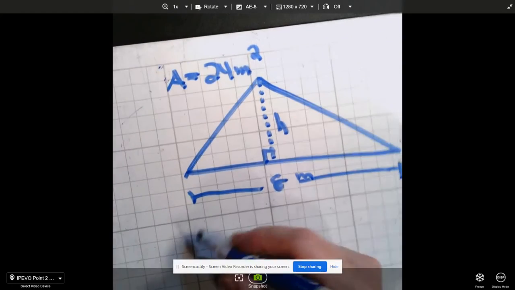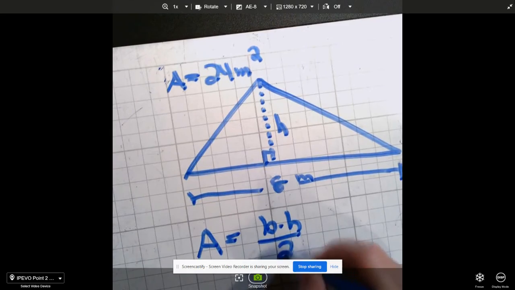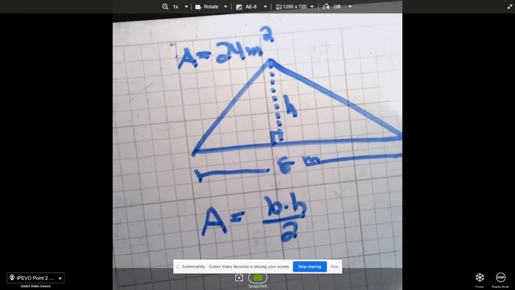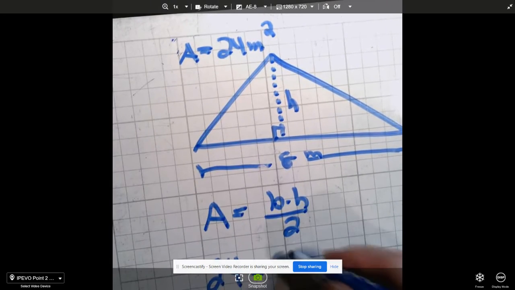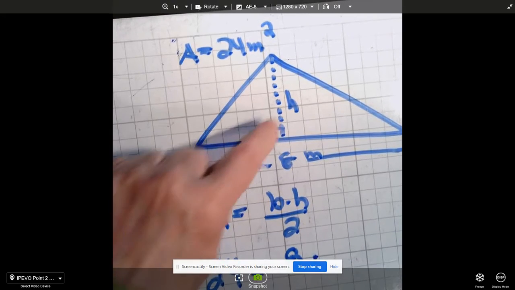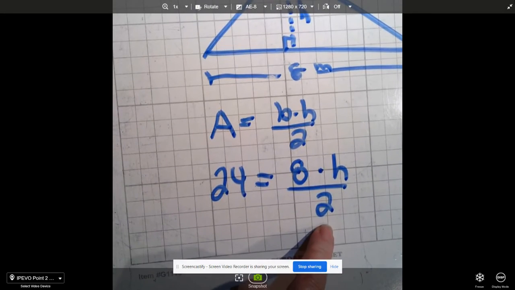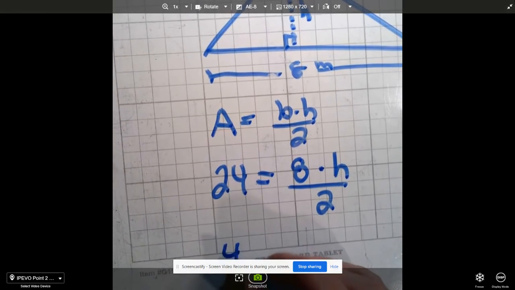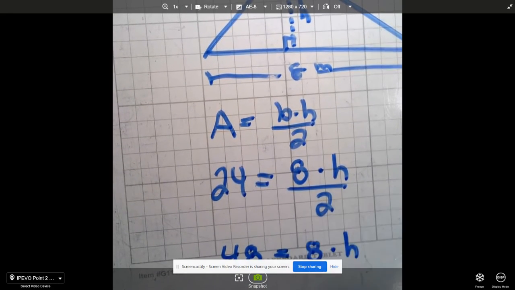All right, so once again, always go to your formula. Area is base times height divided by 2. Let's plug in what we know. I know the area is 24. So that's 24 equals my base, 8, times my height, which I don't know, so I'm going to call that h, divided by 2. I want to get rid of my fraction, so I'm going to multiply by 2. So I'm going to have 48 equals 8 times h.